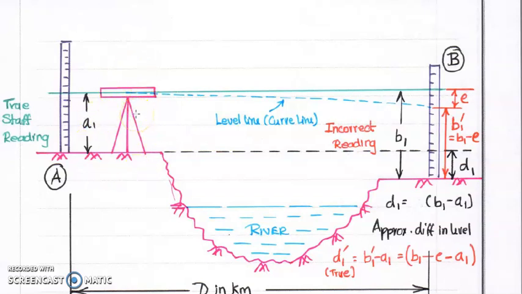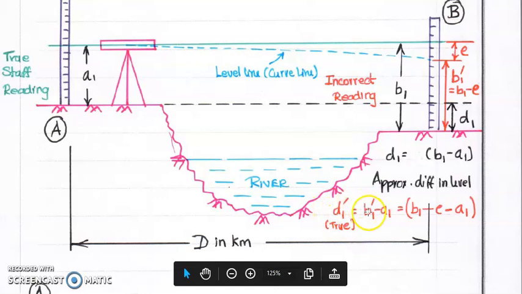Any instrument taken very close to the instrument is known as the true reading. Next, D1 dash equals B1 dash minus A1, that is nothing but B1 minus E minus A1. So this is the true readings.